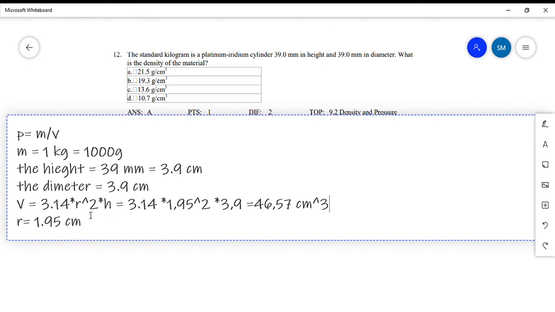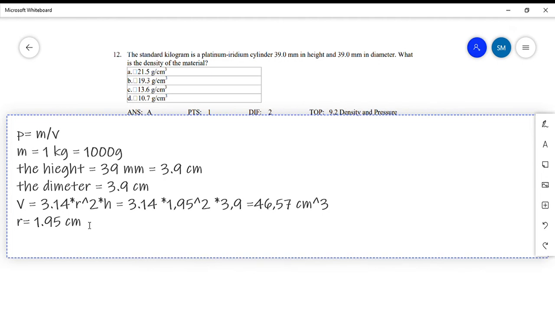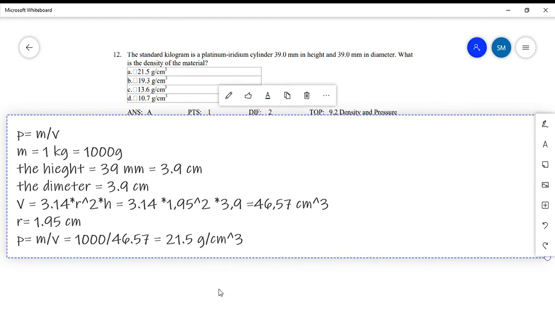This is the point. Let us go to the final step to calculate the density. ρ is equal to m over V. The mass is 1000 gram over the volume is 46.57, so the density simply is equal to 21.5 gram per centimeter cube. So the answer is A. I hope you understand this.